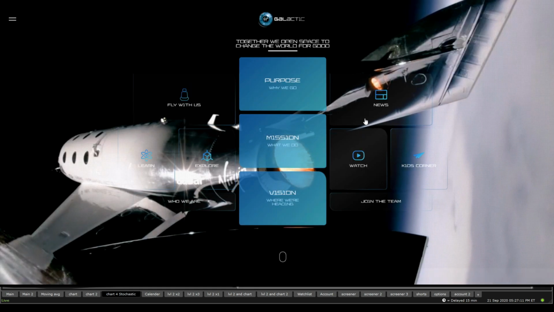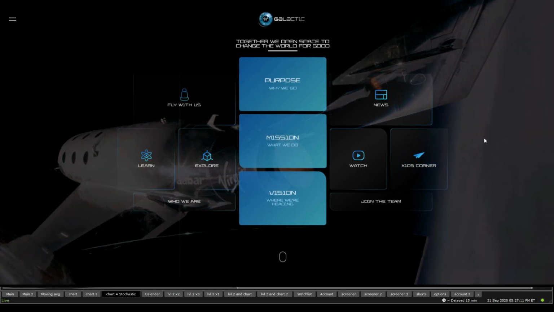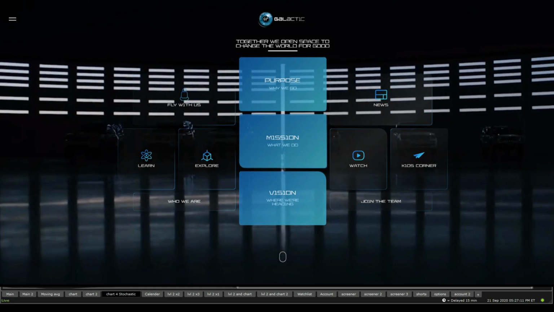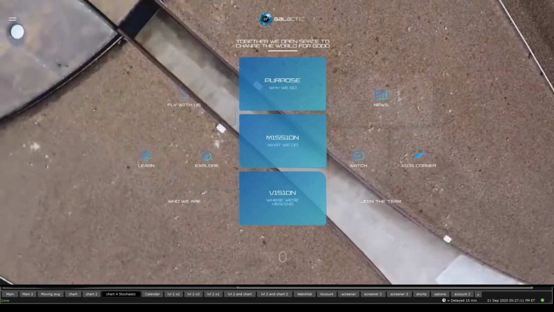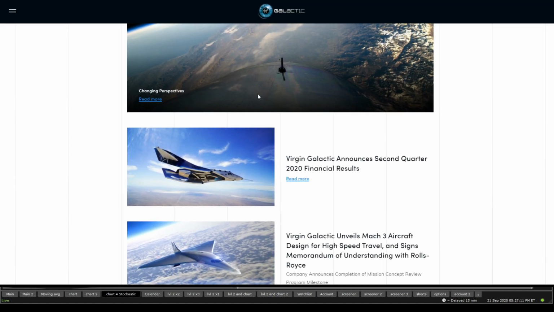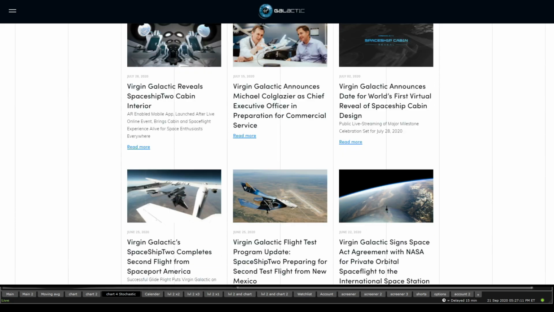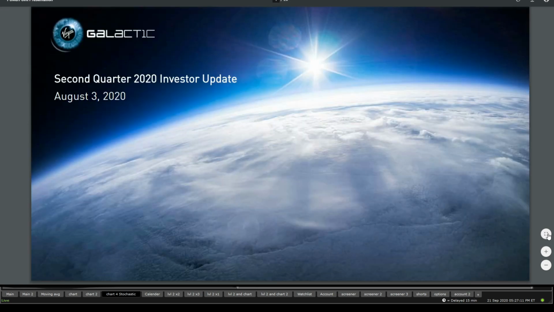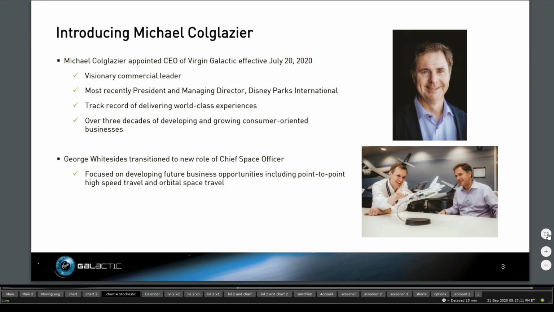If we were to look here onto their website, we get to see a lot of different things happening here. You get news, fly with us, and different buttons here that you can use to explore a lot more information about this company. Now, of course, this is Virgin Galactic. We've heard about it before in terms of space tourism, and there is a future for this company on paper, but let's try to look into what they have for us on the investors' side.